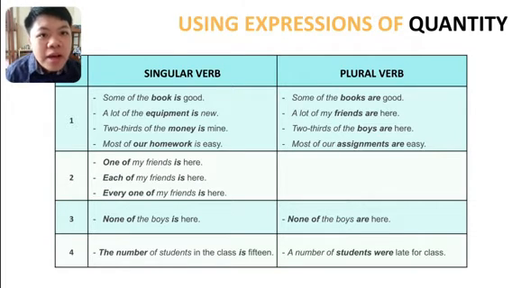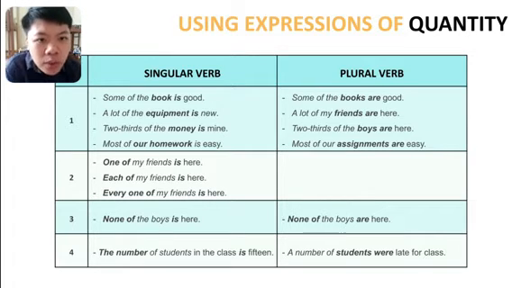Okay, so let's take an example. Some of the book is good and some of the books are good. So the verb is here. Why does it use is? Because some of the book is singular, so you have to put a singular verb, and it applies for the plural verb also. Some of the books are plural, so you have to put plural forms. In this case here is are. Okay, that's for number 1.